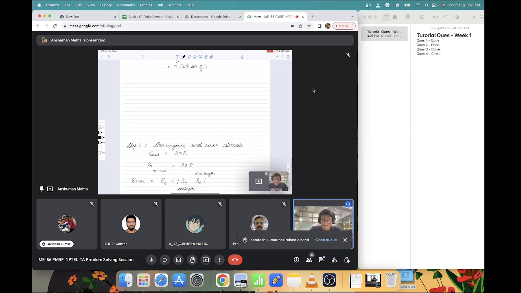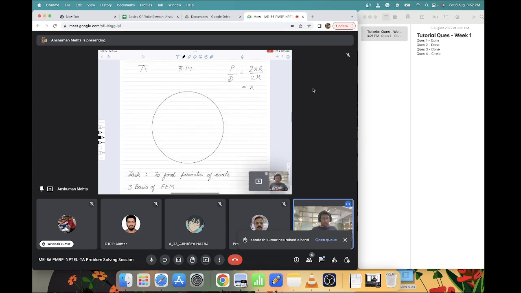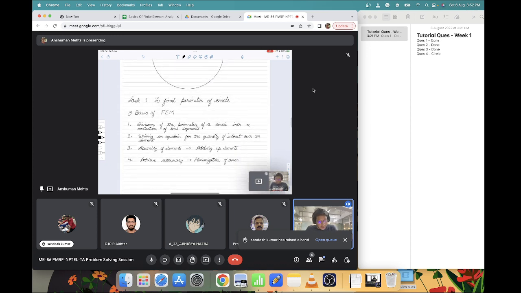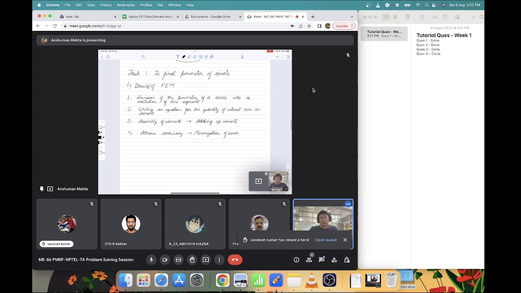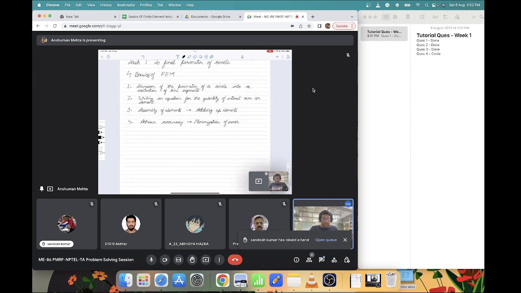Anybody any doubt until now? Now let me start again. Our task was to find the perimeter of the circle, and also to see the four basics of FEM. First is how division is done, so how discretization is done, and second is writing the equation over an element. So for an element we are defining everything. Third is assembly of those elements so that we get a meaningful answer, the global quantity of interest. And next is how to achieve accuracy and how we can minimize the error.